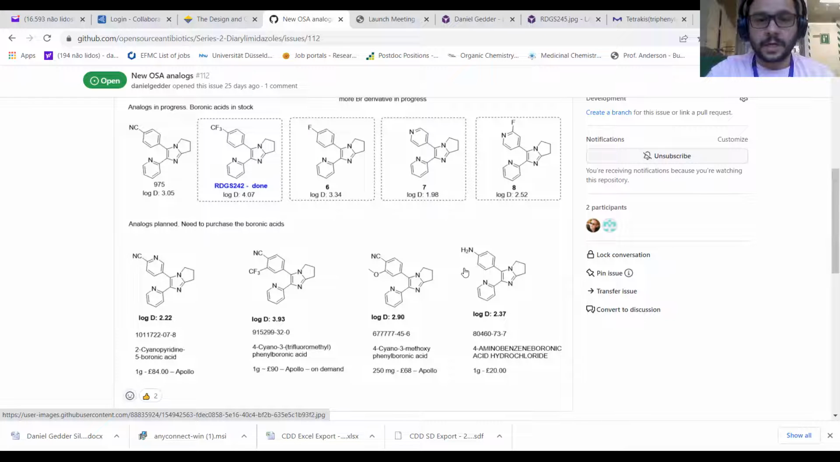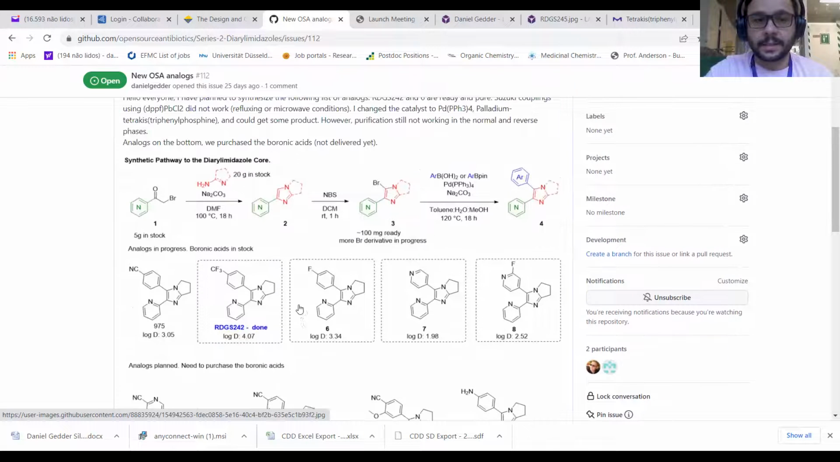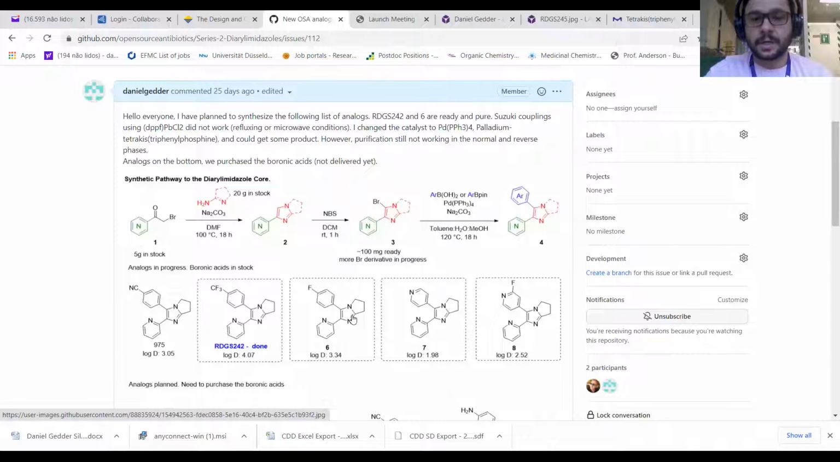So the 4 compounds, I'm still waiting for the chemicals. Maybe next week I will have the chemicals. So I'm currently working on the top ones. Number 6, I already finished it. It's no problem to synthesize the compound and purify.